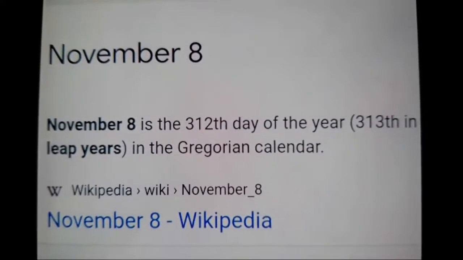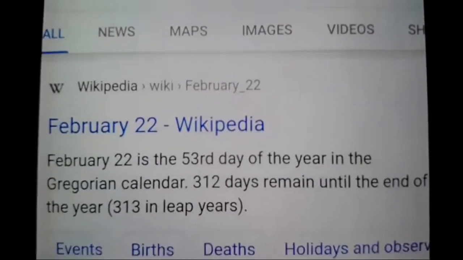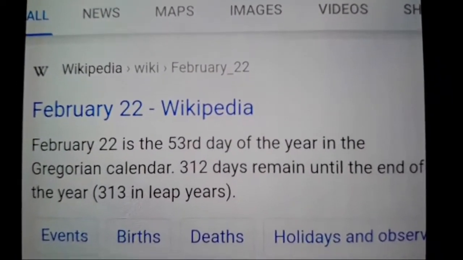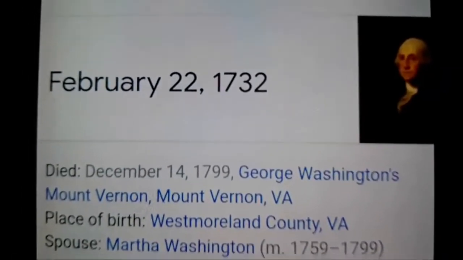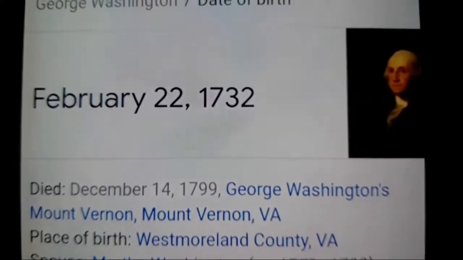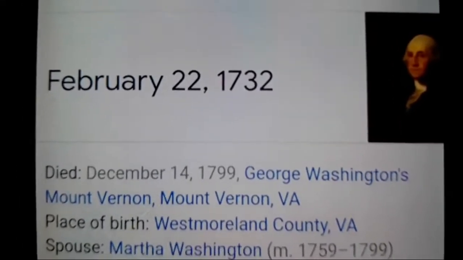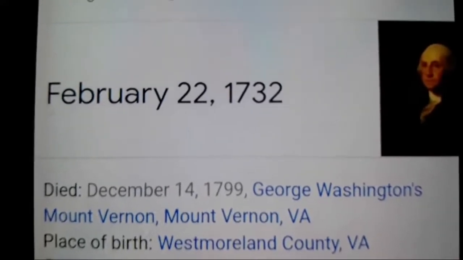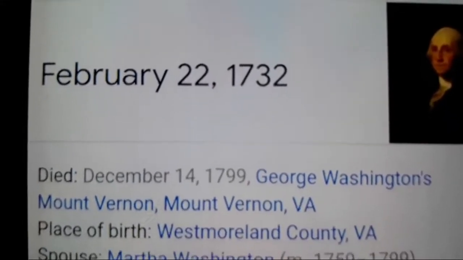The 312th day. But how many days are left in the year? It's 53 days left, because 312 plus 53 is 365. The 53rd day of the year is 222, and the 53rd day of the year is Washington's birthday. Do you understand? These are not coincidences. And Mount Vernon is Elvis's dad, and Mount Vernon is where George Washington lives and all that other stuff.